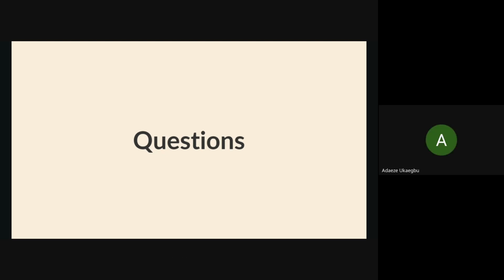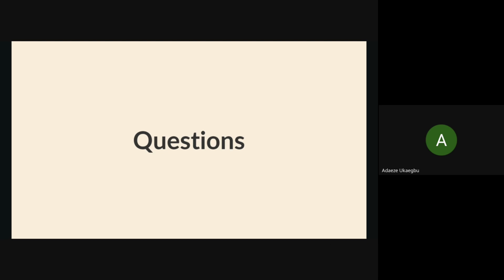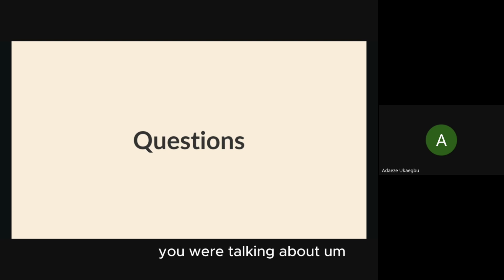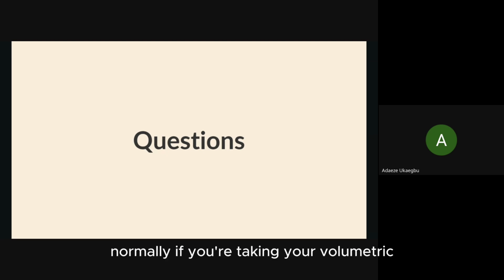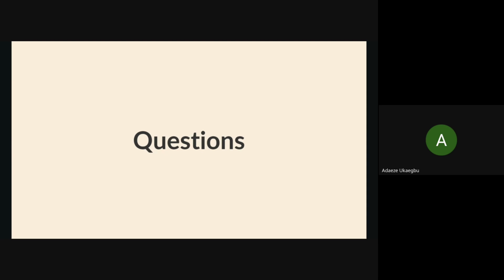Hello, good day. Hi, Saka. My name is Adesi, and I'm the Logistics Operations Manager here at Terminal Africa. I think I'll just answer your question. You were talking about volumetric weight as Ship to Niger measures it. Ideally, Ship to Niger deals with pounds and inches as opposed to the centimeters and kg that we're used to. Normally, if you're taking your volumetric weight in centimeters and kg, it's length times breadth times height in centimeters divided by 5,000, and the weight you get is in kgs.